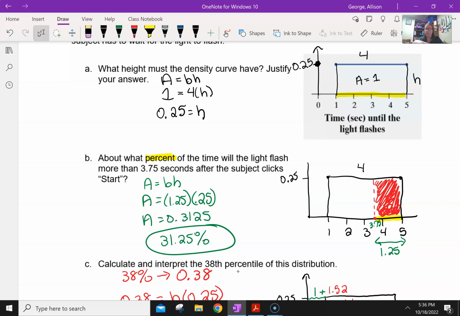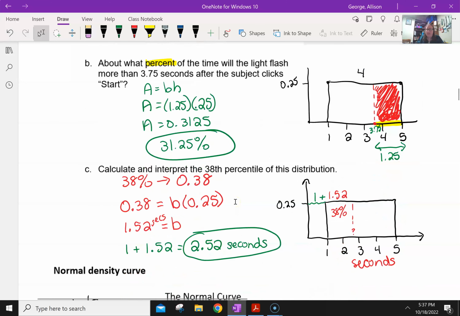So what it gave me at first was the proportion, but the problem's asking for percent, so that's why I had to convert it over. And if you look at my drawing, that seems fairly reasonable. That red shaded part is about 1/3 of that rectangle. That seems reasonable.